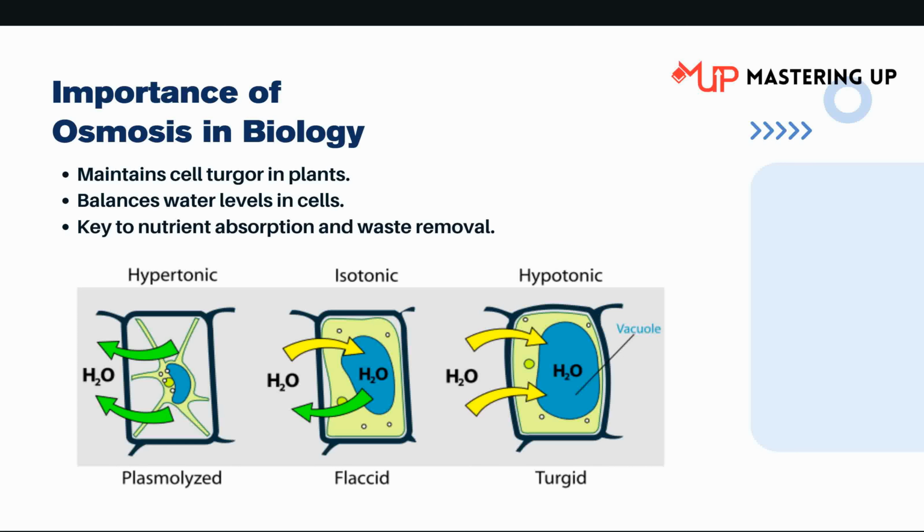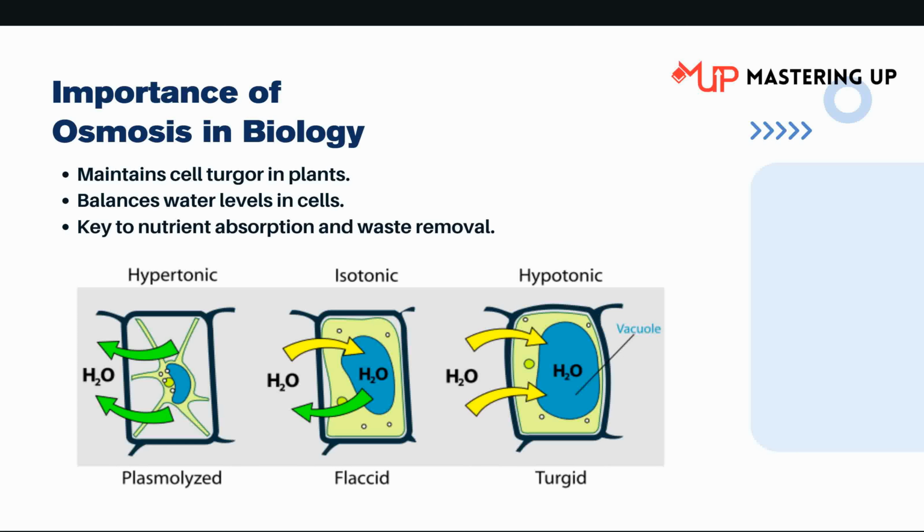In case of plant cells, osmosis is crucial for maintaining turgor pressure, the pressure exerted by water against the cell wall. When a plant cell is in a hypotonic environment, water enters the cell, thus filling the central vacuole, which then presses against the cell wall. This gives the plant its rigidity and keeps it upright.